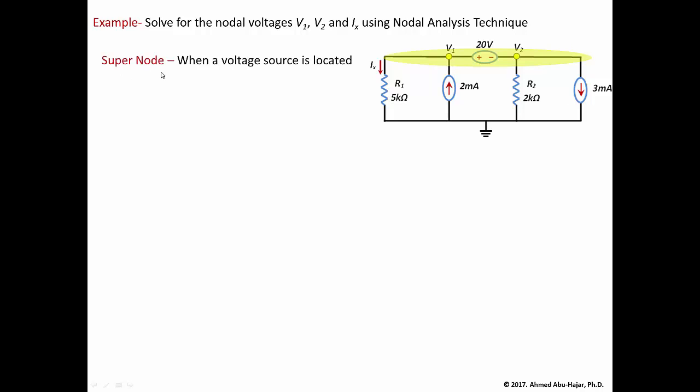We're going to use the supernode when a voltage source is located between two non-reference nodes. If you have a voltage source located between two non-reference nodes, use the supernode. And the supernode basically combines the two nodes into a supernode. It combines the two nodes and puts them inside a balloon. We call it a closed surface. It's a closed surface or a closed balloon.